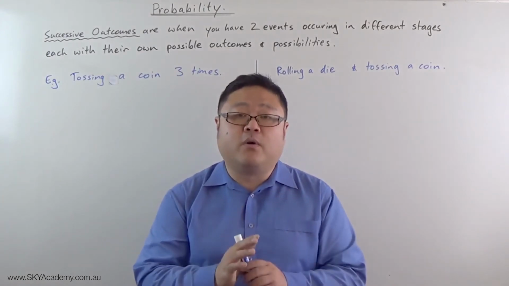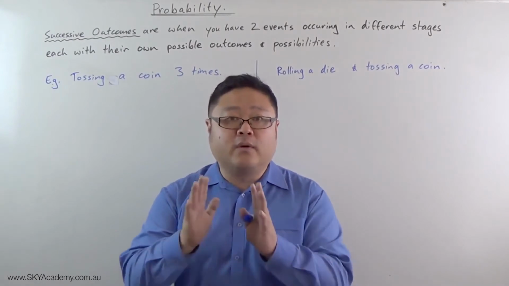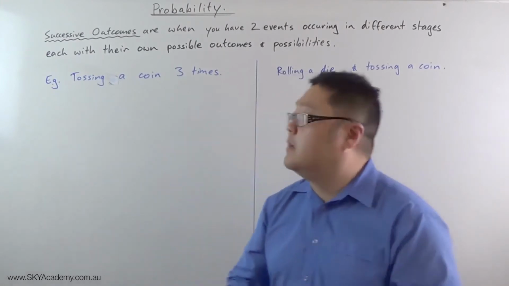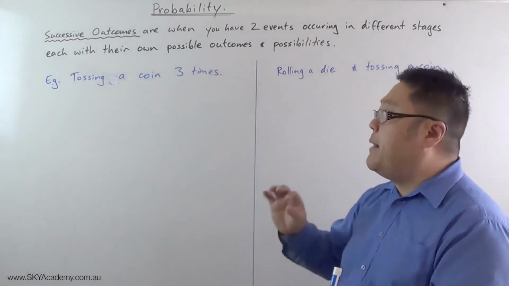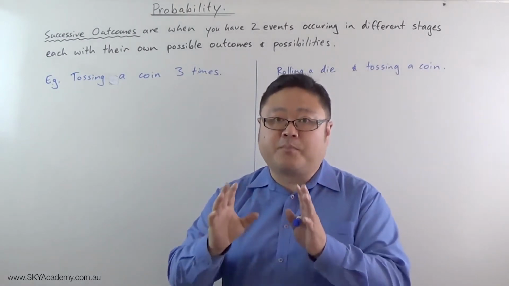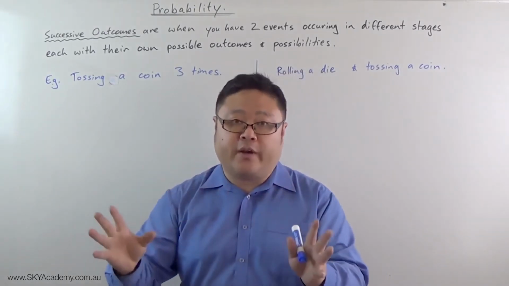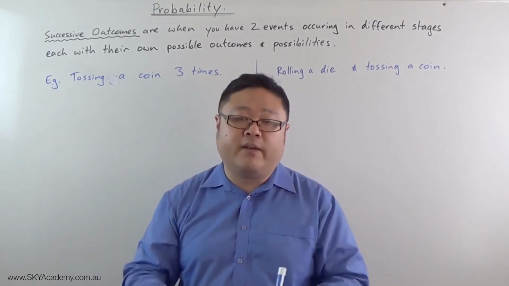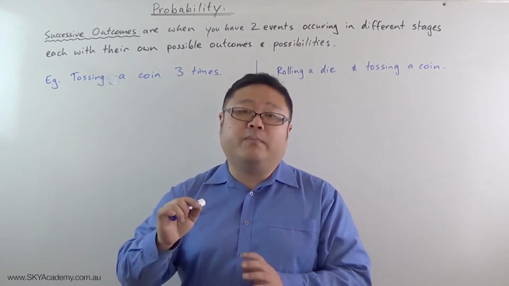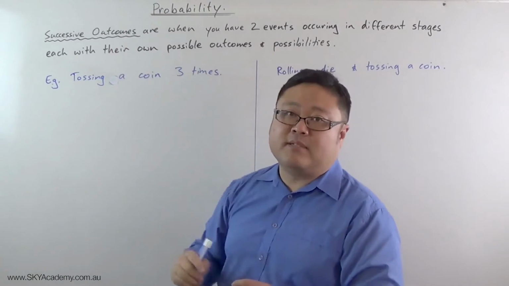And in this episode, what I want to be doing is continuing on with our look into probability, and we want to be looking at successive outcomes. So up until now, we've just been looking at single stage probability. In other words, probability that has to do with the possibility of one event occurring. In this episode, we'll be looking at a multi-stage event, or another way of saying it is successive outcomes, okay?